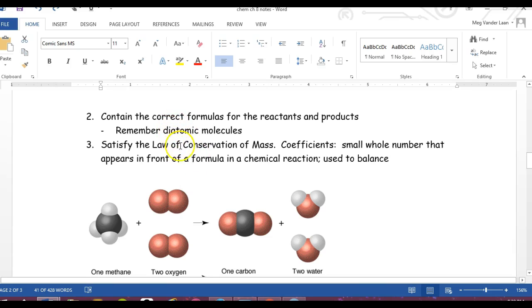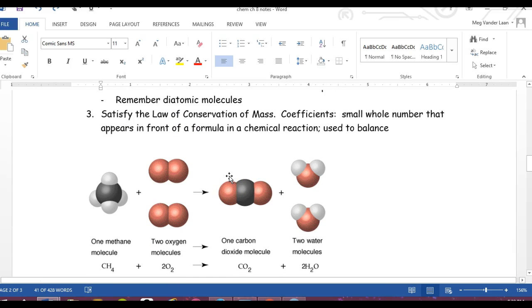Don't forget about the diatomic molecules. It must satisfy the law of conservation of mass. So in the end, we must balance it. To balance chemical equations, we're going to use coefficients. Coefficients are small whole numbers that appear in front of a formula in a chemical reaction. And like I said, we use them to balance them.